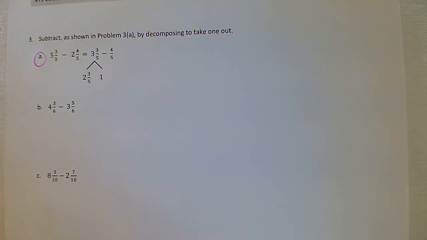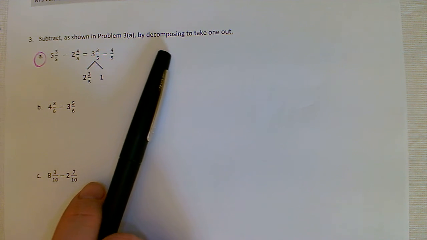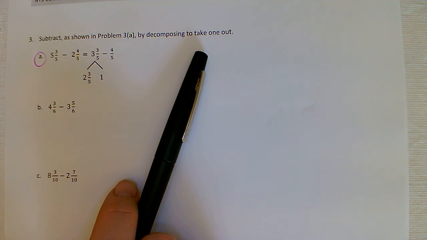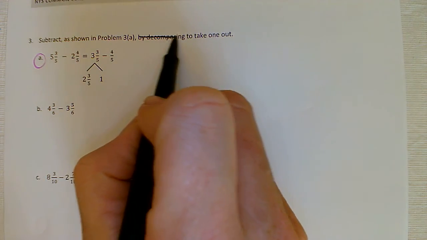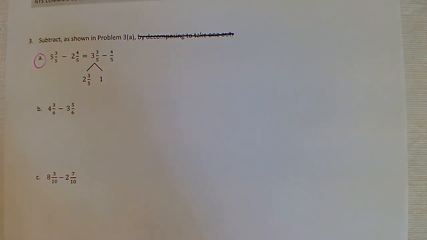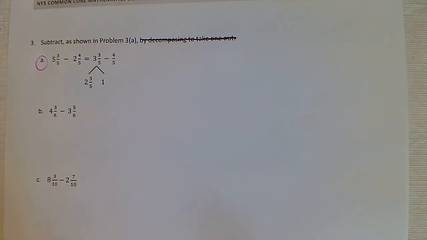so let's take a look at this and see how it's going to go. I think we already know. So here it says, subtract as shown in problem 3a by decomposing to take 1 out. So what I really want to emphasize with you, again, is that you can do this however you are comfortable. I want you to do it whichever way you are comfortable. So I'm going to cross that out. If you want to do it that way, go ahead and do it that way. But we're going to do this one as a solving any method.